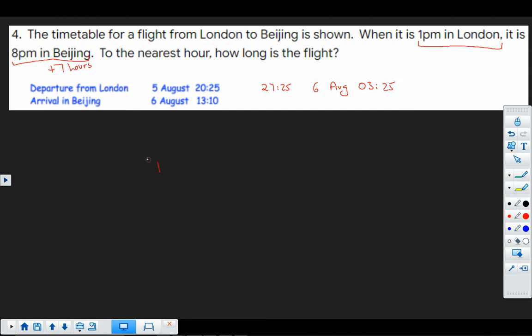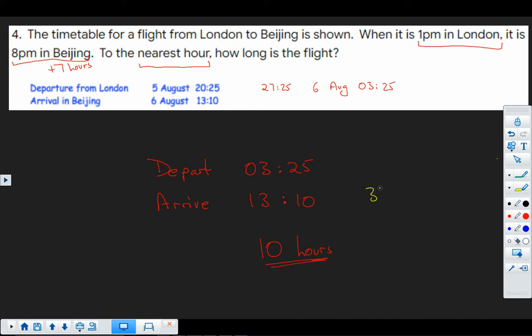So that's on the 6th of August at, take away 24 hours from here, at 03:25. So we've now got everything in Beijing time. It departs at 3:25 and it arrives at 13:10. Okay, it says to the nearest hour. So, well, 25 and 10 minutes are just 15 apart, so we can keep these the same. And so we can see that it's from 3 in the morning till 1 in the afternoon, from 03 to 13. So our flight is 10 hours.